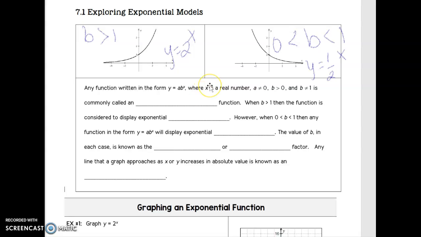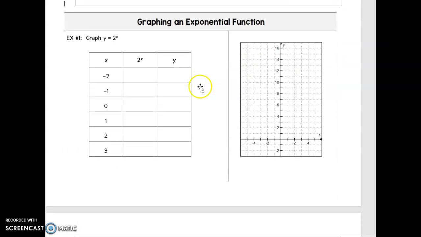Okay, so let's practice so we can get an idea of how we're going to do this. So here it says graph y equals 2^x. So it's very important you make a table. Anytime you're talking about graphing, you want to make a table. So you just take this -2 you see here, and we want to plug it in. So we have 2 to the power of -2. That's what you type in on your calculator, and it should give you 1/4.